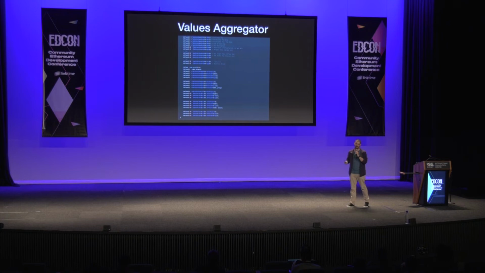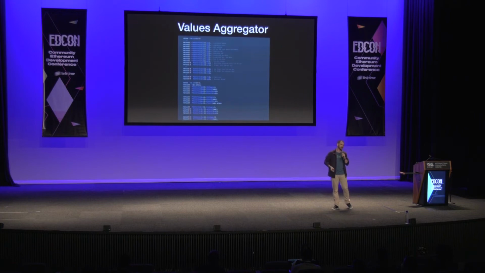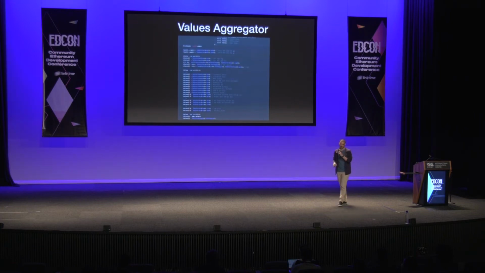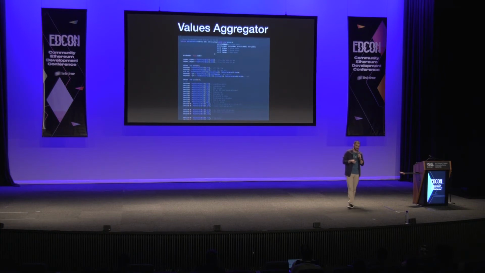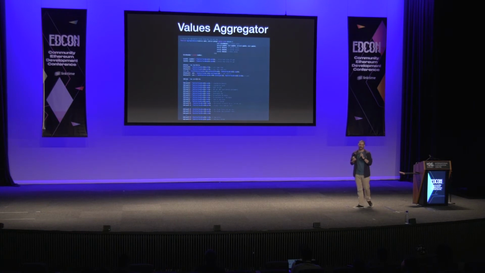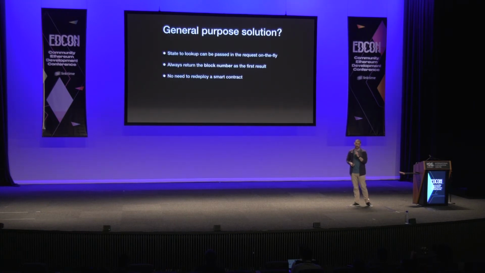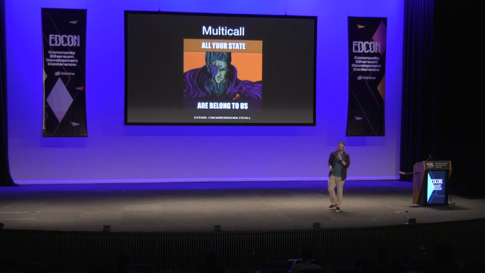The problem with this, though, is that every time we wanted to look up a new variable, we would have to update this smart contract and then redeploy it, which isn't necessarily ideal. And it's also only specific to our DApp. So then we thought, hey, wouldn't it be cool if there was a general purpose solution to this problem? So a way that we could decide on which variables we wanted to look up on the fly when we make the request. We send it into a smart contract that could then go out and look up those variables and return it along with a block number. And so that's exactly what we did. And we call it Multicall.